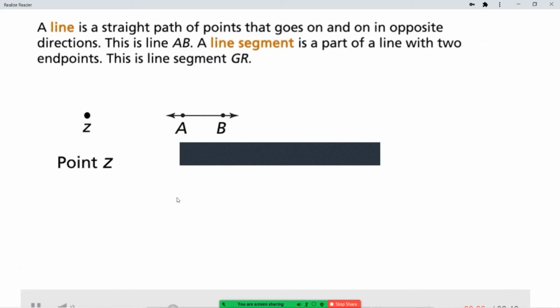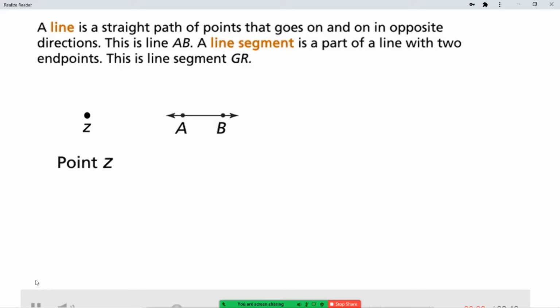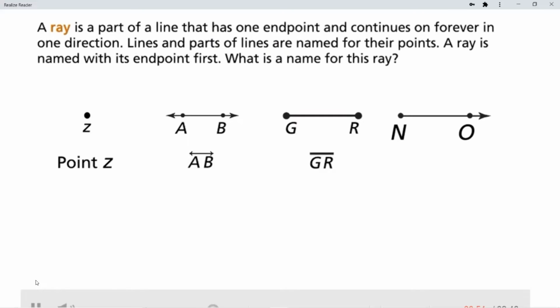A line is a straight path of points that goes on in opposite directions. This is line AB. A line segment is a part of a line with two endpoints. This is line segment GR. A ray is a part of a line that has one endpoint and continues on forever in one direction. Lines and parts of lines are named for their points. A ray is named with its endpoint first.